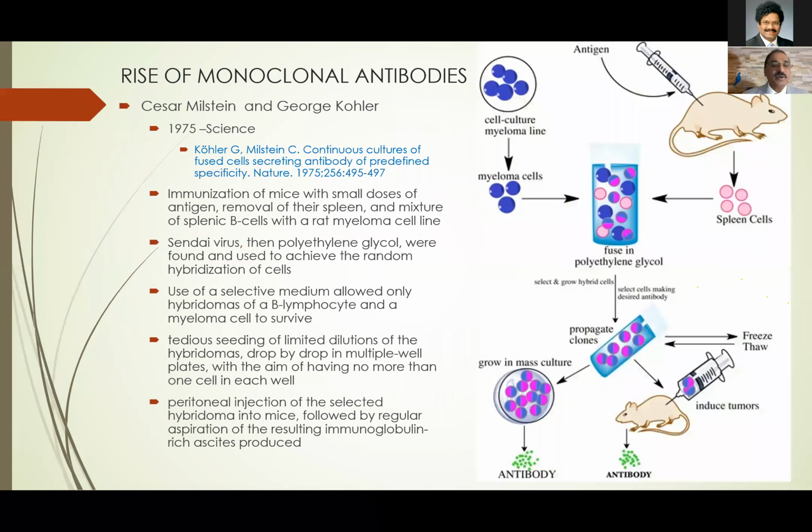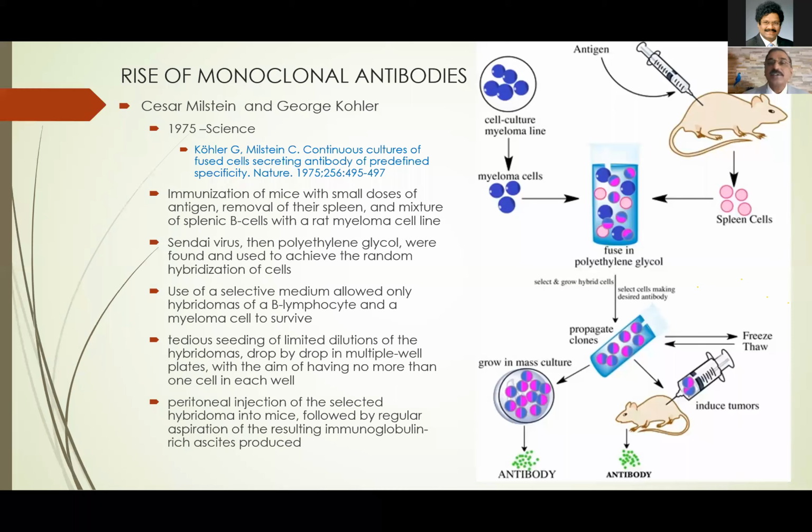I want to show here how the monoclonal antibodies were initially developed, and then we'll see how the progression came. This is a classic paper. Dr. Milstein and Dr. Kohler together presented it in Science in 1975. This is how to produce a monoclonal antibody.